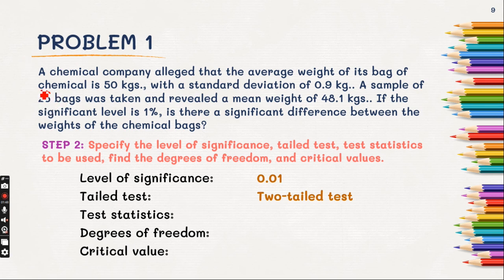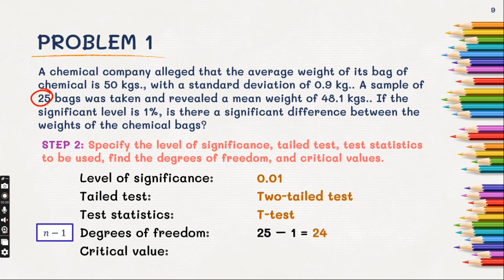On our problem, we only have 25 samples, because it is less than 30. Now for the degree of freedom, our sample size is 25, so that will be 25 minus 1, which is equal to 24.